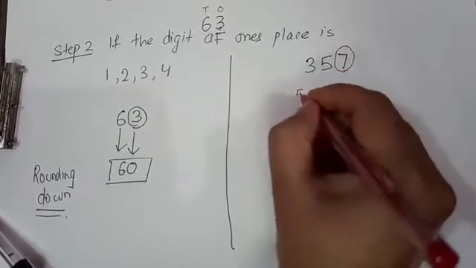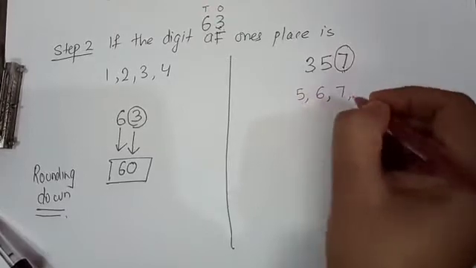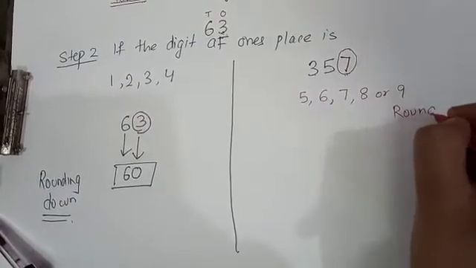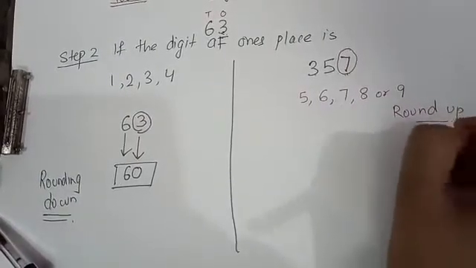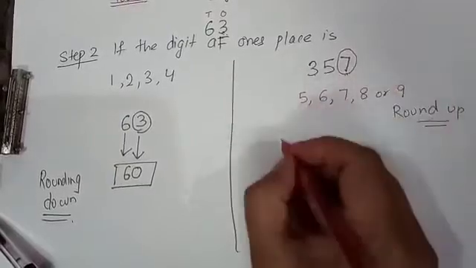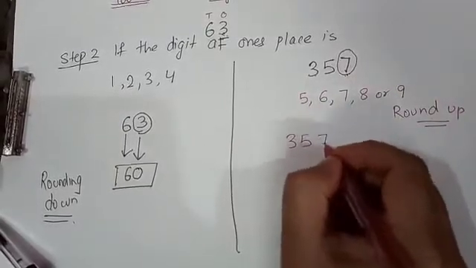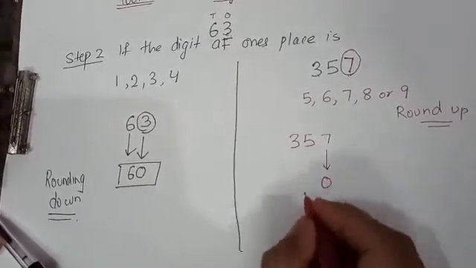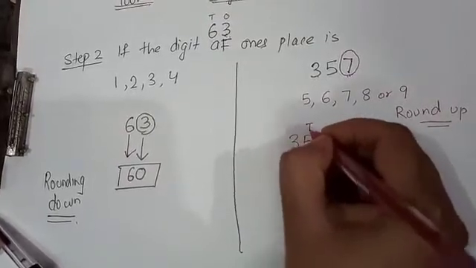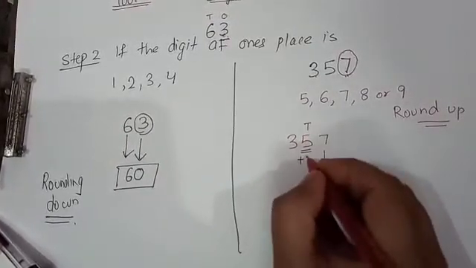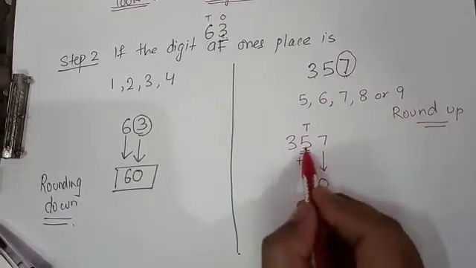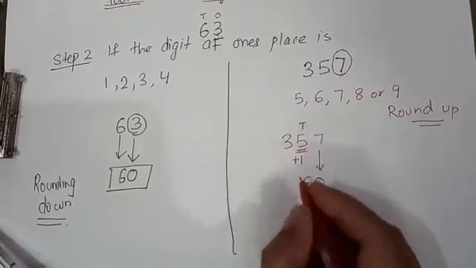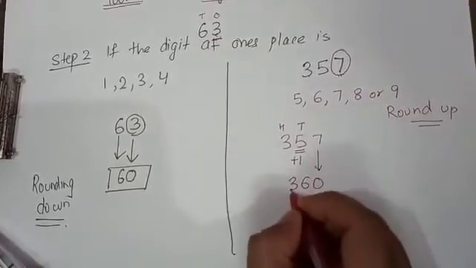If it is 5, 6, 7, 8 or 9, then this is going to round up. How is it going to round up? This is 7. This is obviously we are going to round to the nearest tens. This will become 0. And the digit at tens place will go up. That means we will increase it by 1. It will go one step up. So what comes after 5? 6. And this hundreds place remains same.